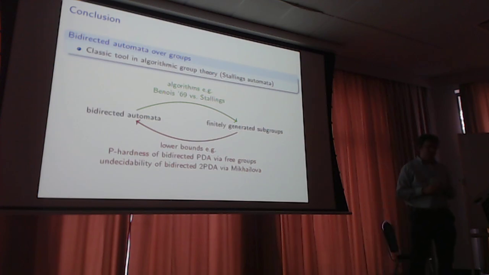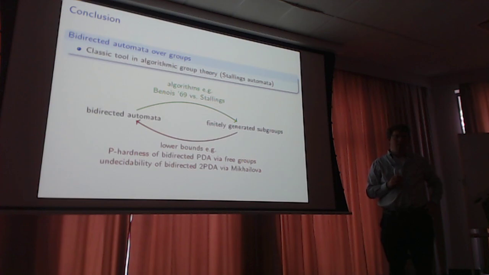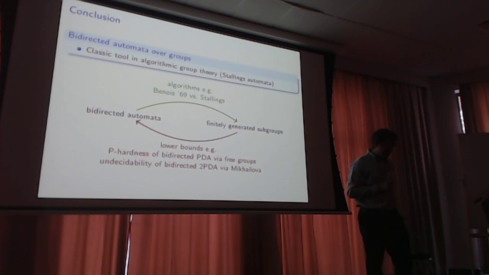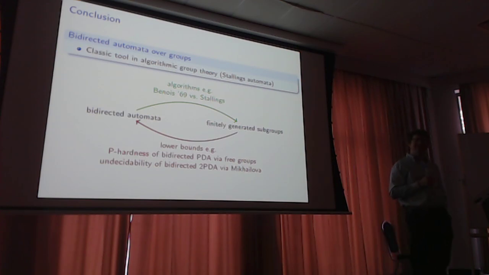If instead of two pushdown automata, you consider two counter automata with zero tests, what about bidirected two-counter automata? That's a good question. I don't know. Very good question.